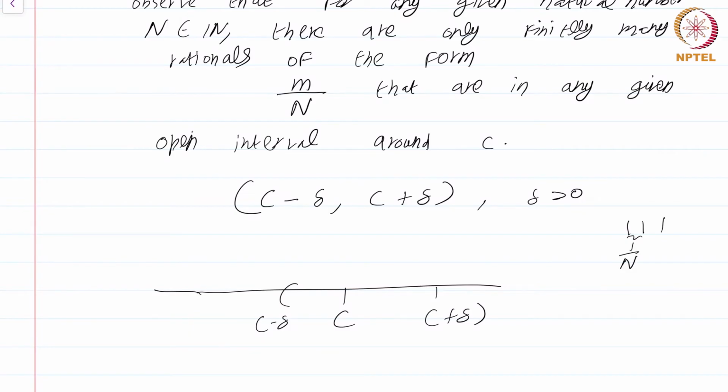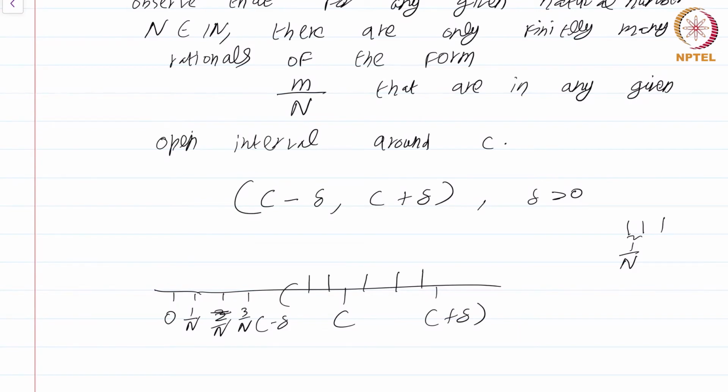Okay, imagine you have put a ruler on the real line, separated by 1 by N. So if the origin is here, you have 1 by N, you have 2 by N, you have 3 by N, and so on. Okay, so it's obvious that only finitely many such markings will be contained in (C minus delta, C plus delta). That's obvious.